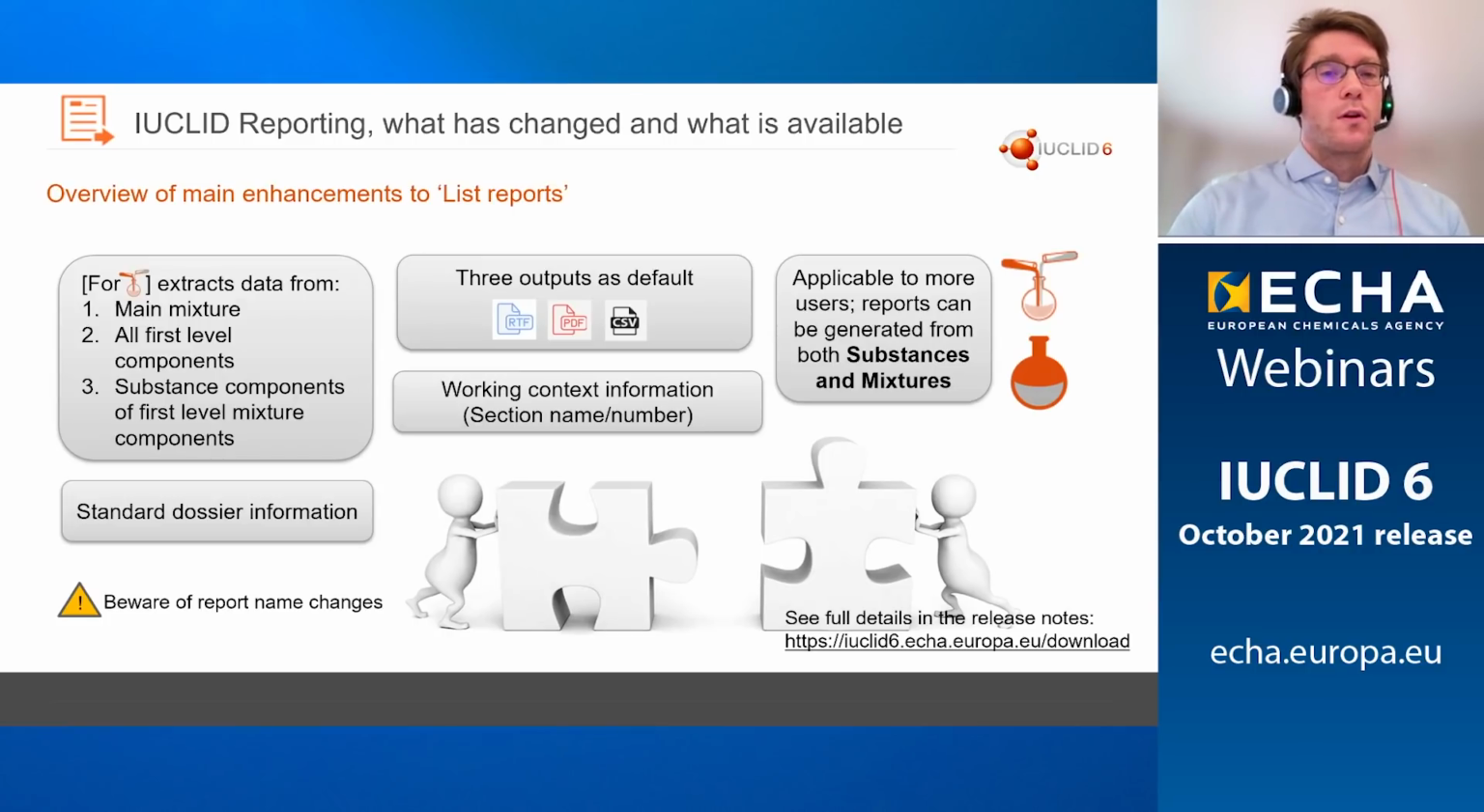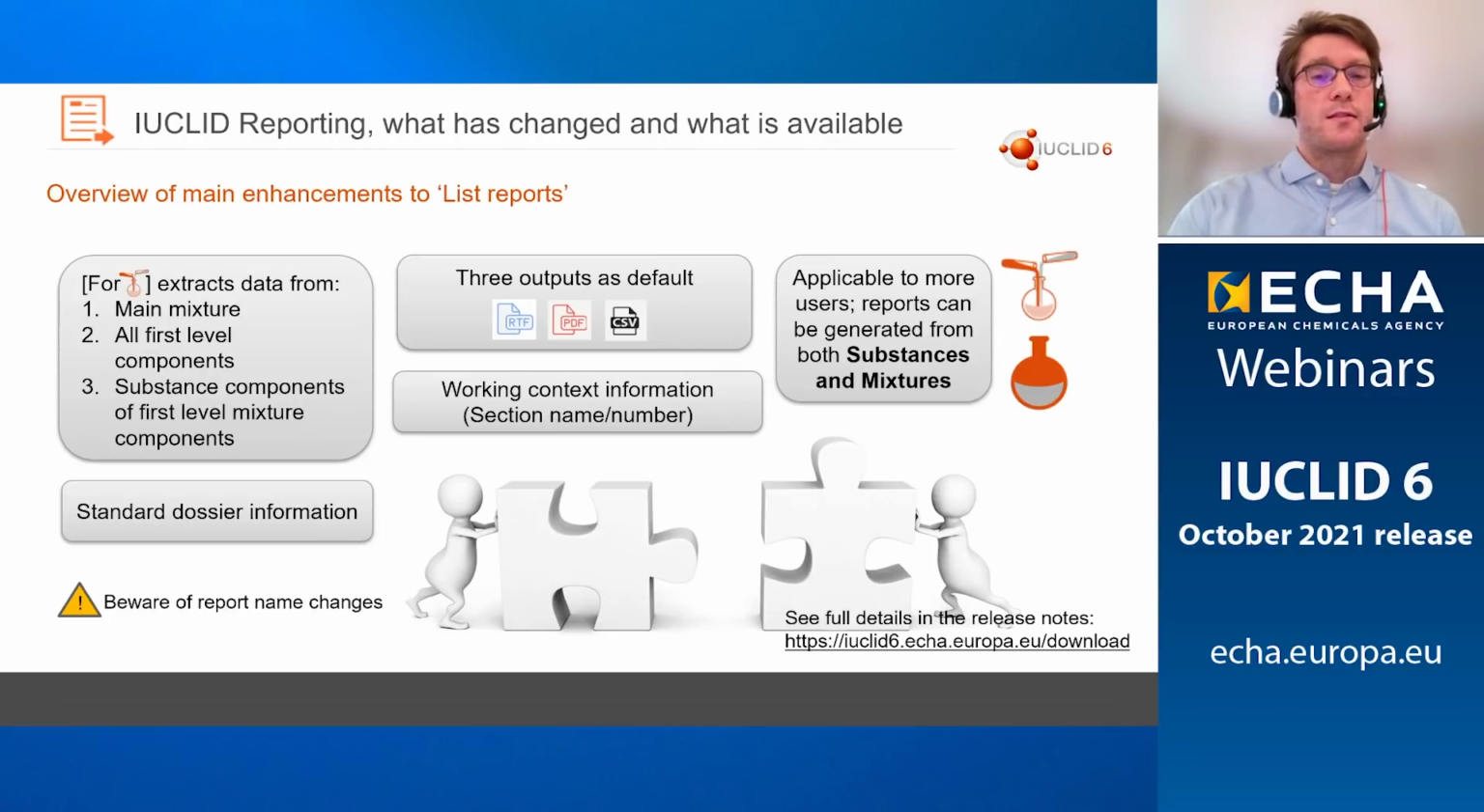So to give you an overview of the main enhancements to this set of list reports, I will start in the center. Now with these list reports, there are 3 outputs as default. These outputs are RTF, PDF, and CSV. The RTF output opens in Microsoft Word, for example, and the CSV output opens in Microsoft Excel. Also, as standard, these list reports are generatable from both substances and mixtures, whereas before there were some that could be generated from mixtures but not substances, and vice versa. So now they can all be generated from both of these entities.